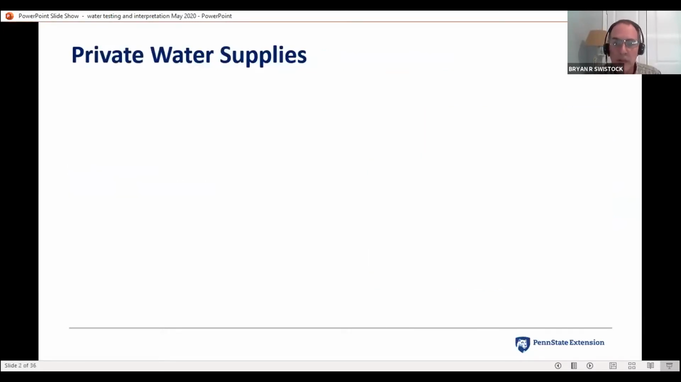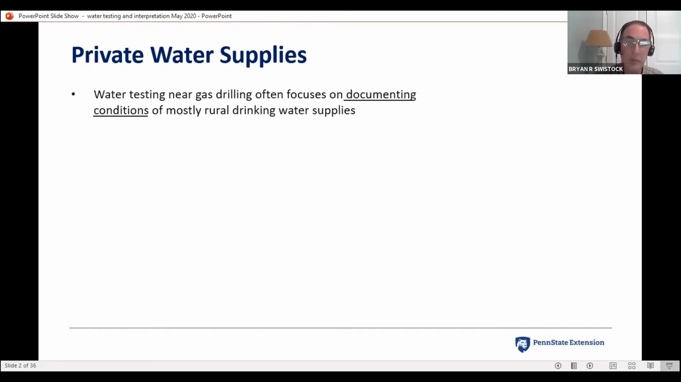As far as private water systems, as I said, typically we're testing related to gas drilling. We're in rural areas, so we're mostly dealing with what we would consider a private water supply, which is a well, a spring, or a cistern that serves an individual home. You can certainly have cases where public water supplies may be tested if they're in the vicinity of drilling, but the vast majority of the testing is around these private water systems.